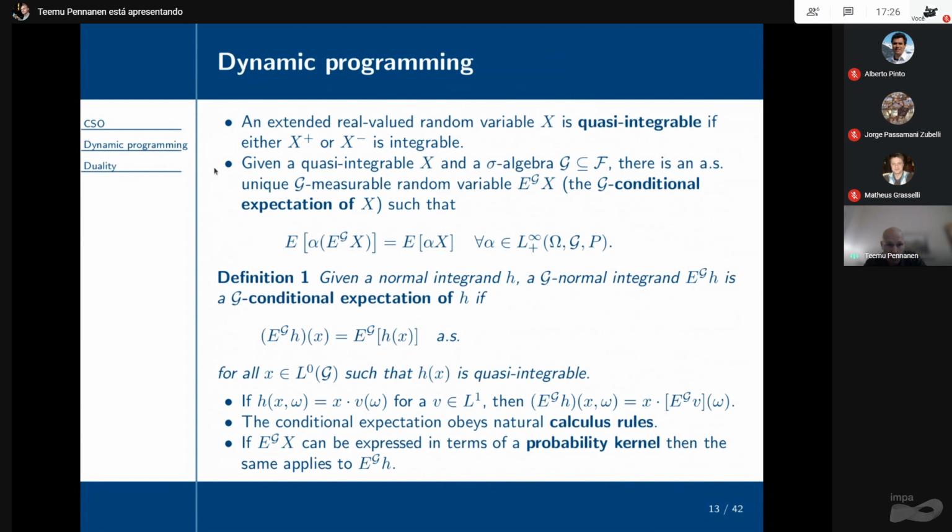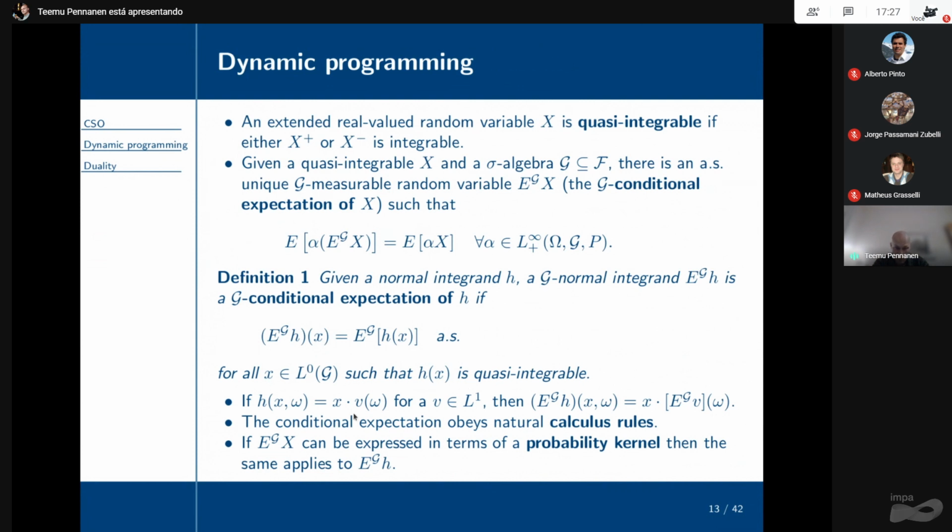And here's the definition. The first two bullet points simply point out the correct definition of a conditional expectation of a random variable in the case of potentially non-integrable and extended real-valued random variables. So given a normal integrand H, the G conditional expectation of the normal integrand is the normal integrand which is G-measurable and satisfies this equation for any G-measurable strategy or decision variable x. If you haven't seen it before, it probably looks like a very exotic thing. It's just going from an F-measurable normal integrand to a G-measurable normal integrand, so that those conditional expectations coincide for G-measurable decision variables.